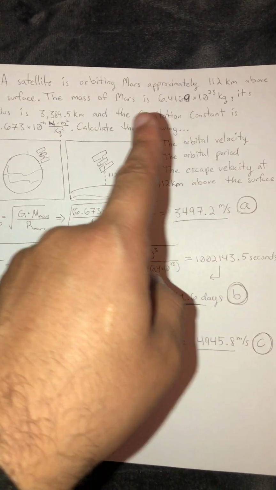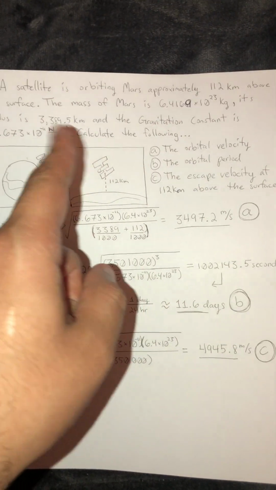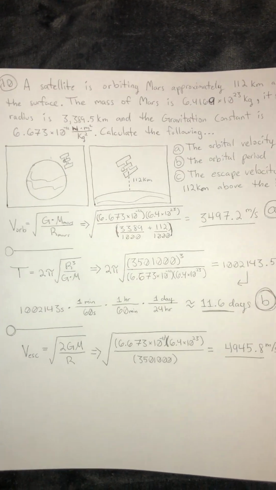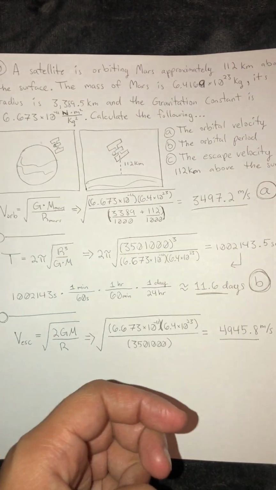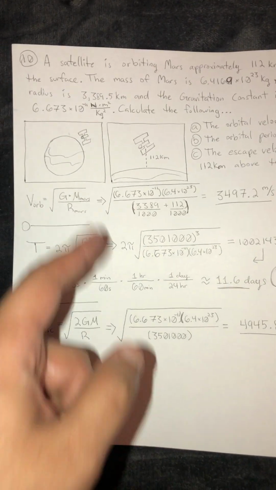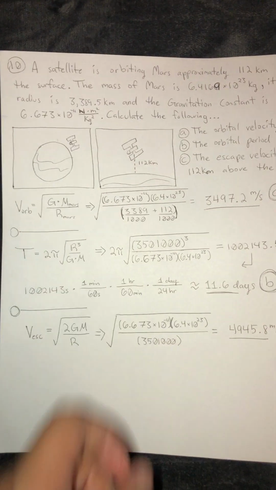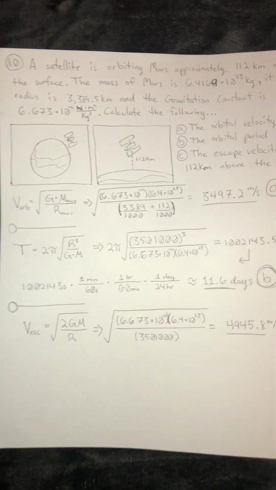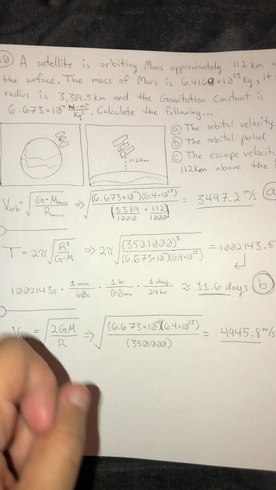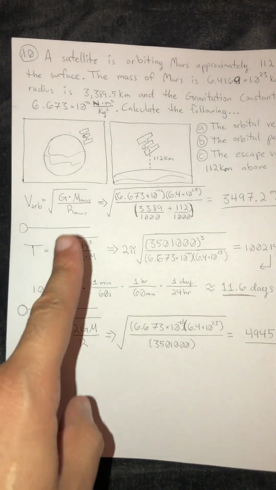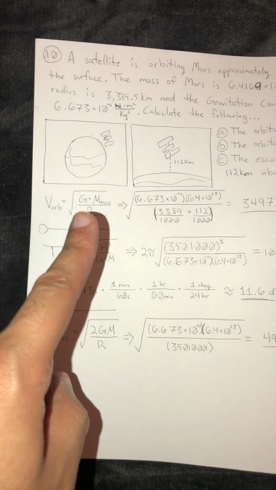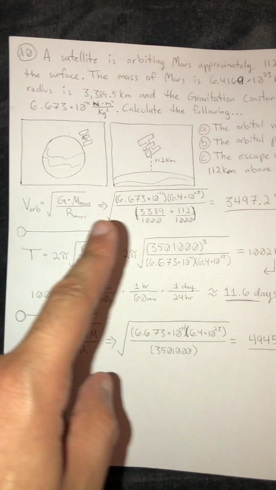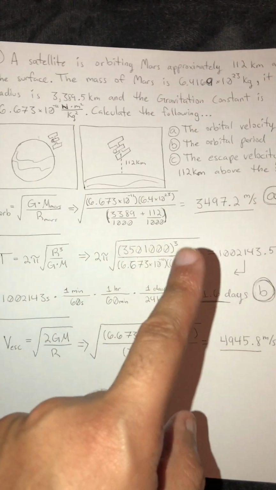The mass of Mars and the radius of Mars are both needed, and I had to Google those because I didn't have those written down on my review final. But the gravitational constant I did actually have on my final review sheet. So these are actually the formulas we covered in class, and this was simply just to plug in to solve for each one of these.